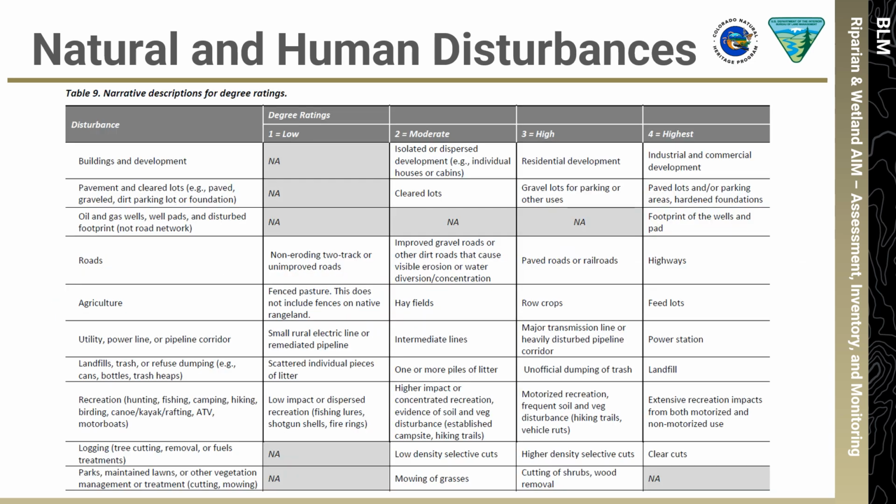A list of disturbances and narrative descriptions for the degree of disturbance can be found in Table 9. Check the protocol for a full list of disturbances and their descriptions. Some examples of disturbances include buildings, roads, power lines, recreation, invasive plants, and beaver activity.